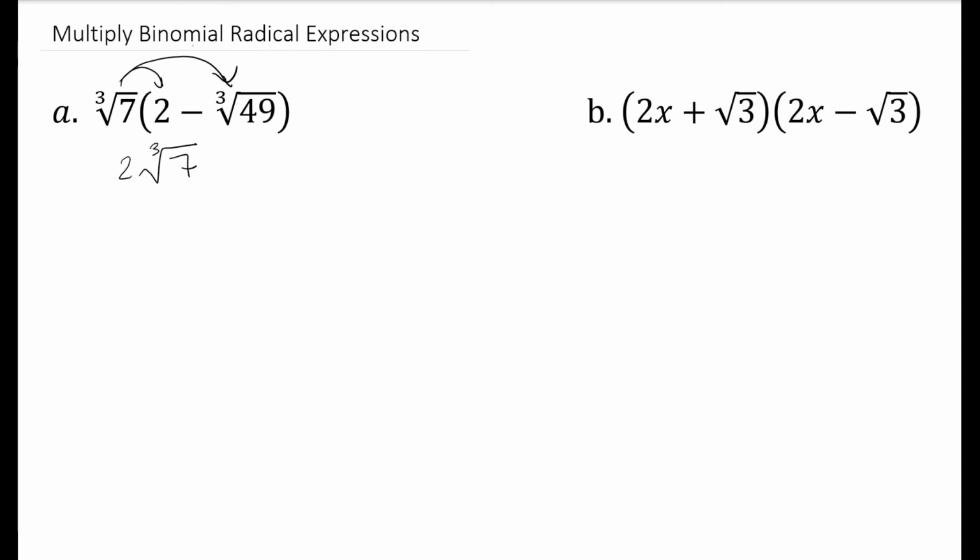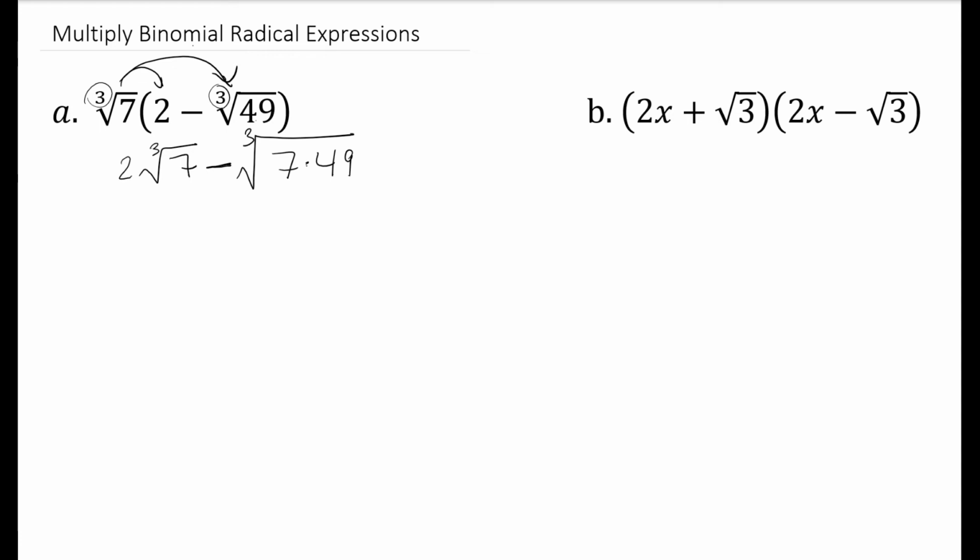All right, so now we got cube root of 7 minus cube root of 49. Since they have the same index, we can use that radical property and multiply those together. So we have minus cube root of 7 times 49. And I forgot the cube root here.